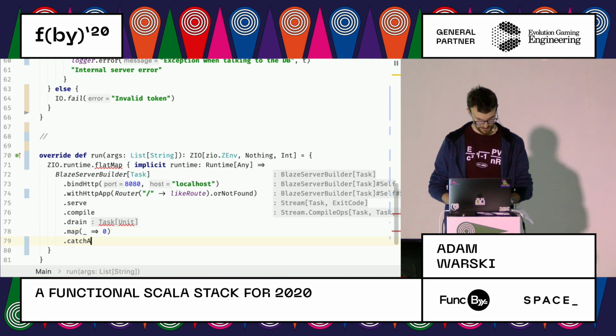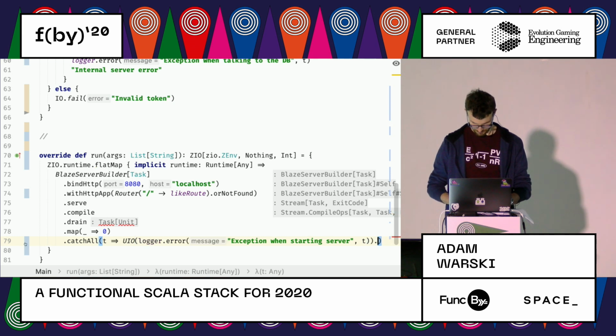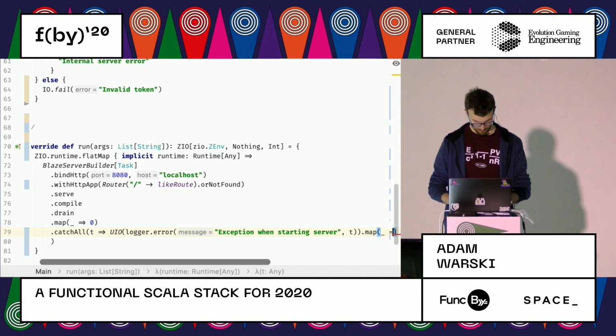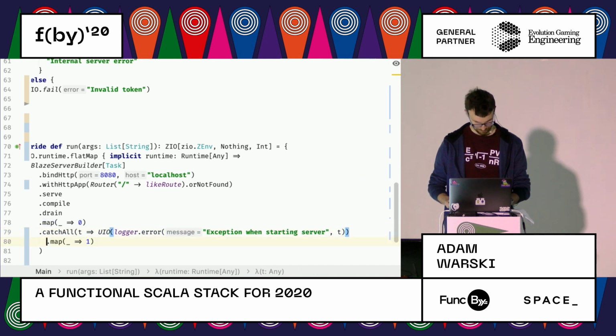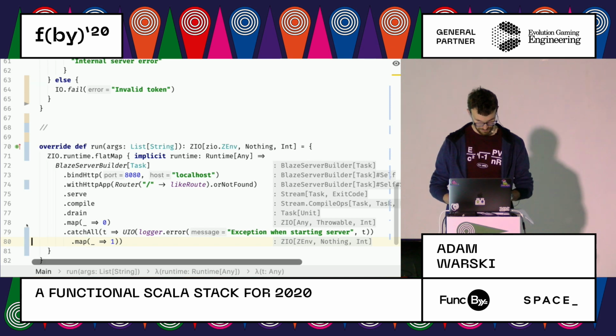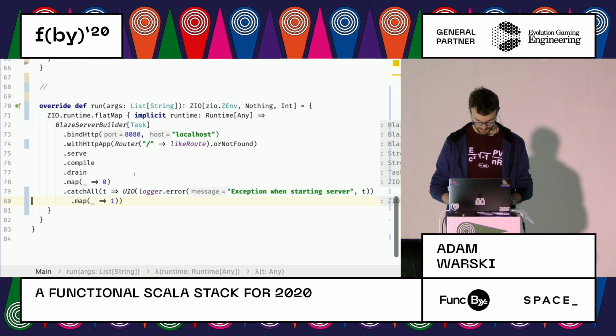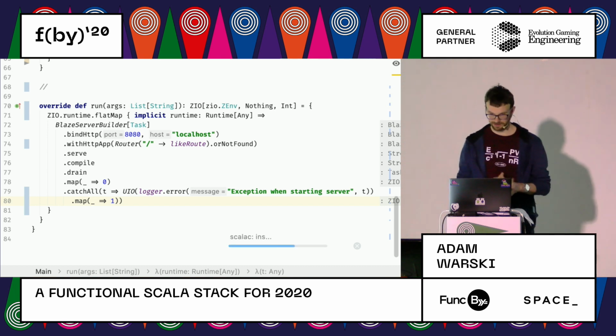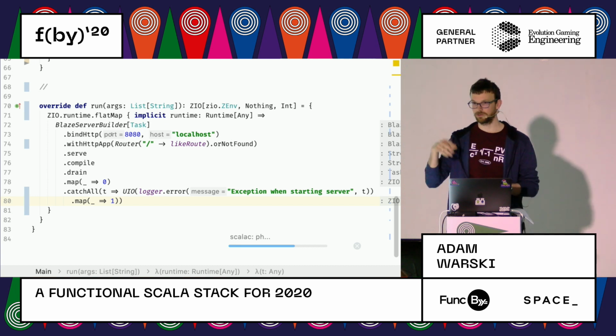And if there's an error, we catch the error, and we again log it, logger.error exception when starting server, and we map it, sorry, dot map, and we map it to 1. That's our exit code. Okay. Happy now, I guess. Let's try compiling it. That's always like 90% of success in Scala, getting your code to compile, and then just like 1 unit test and you're done.